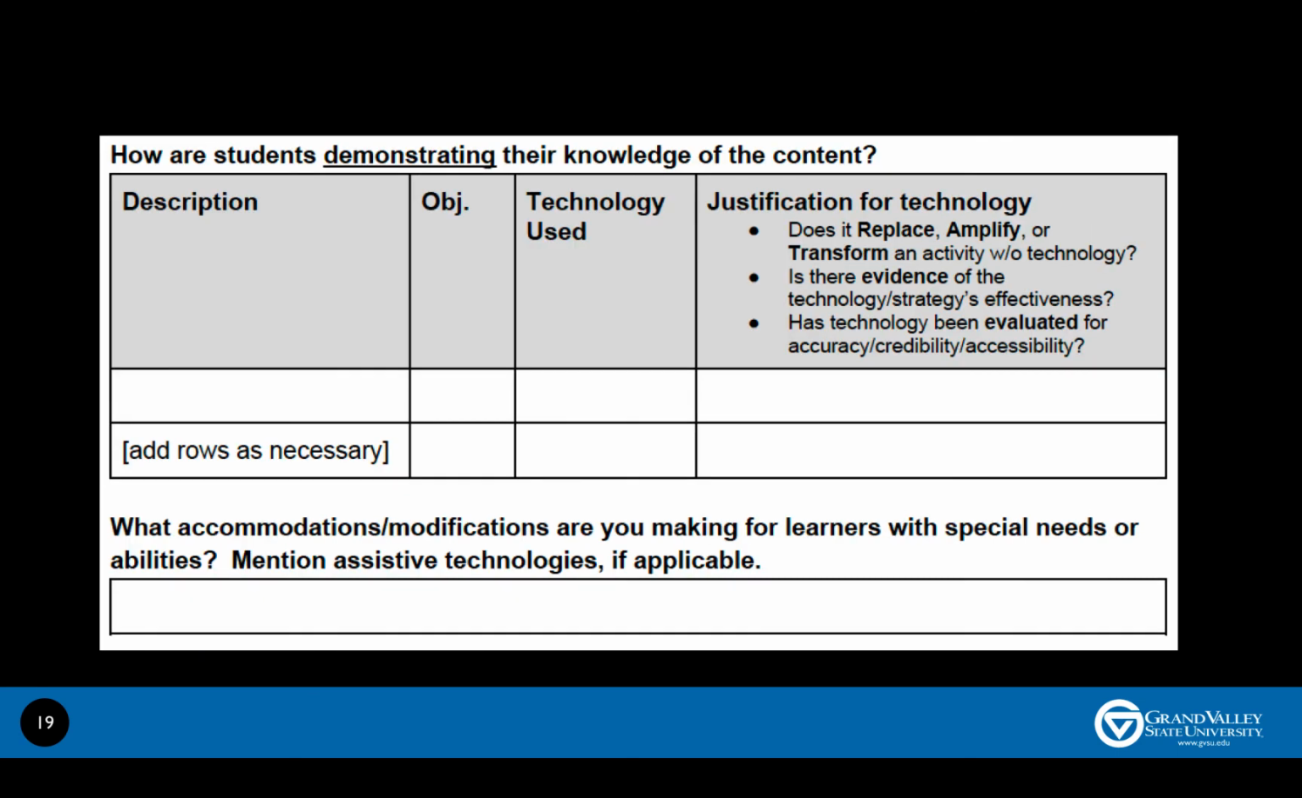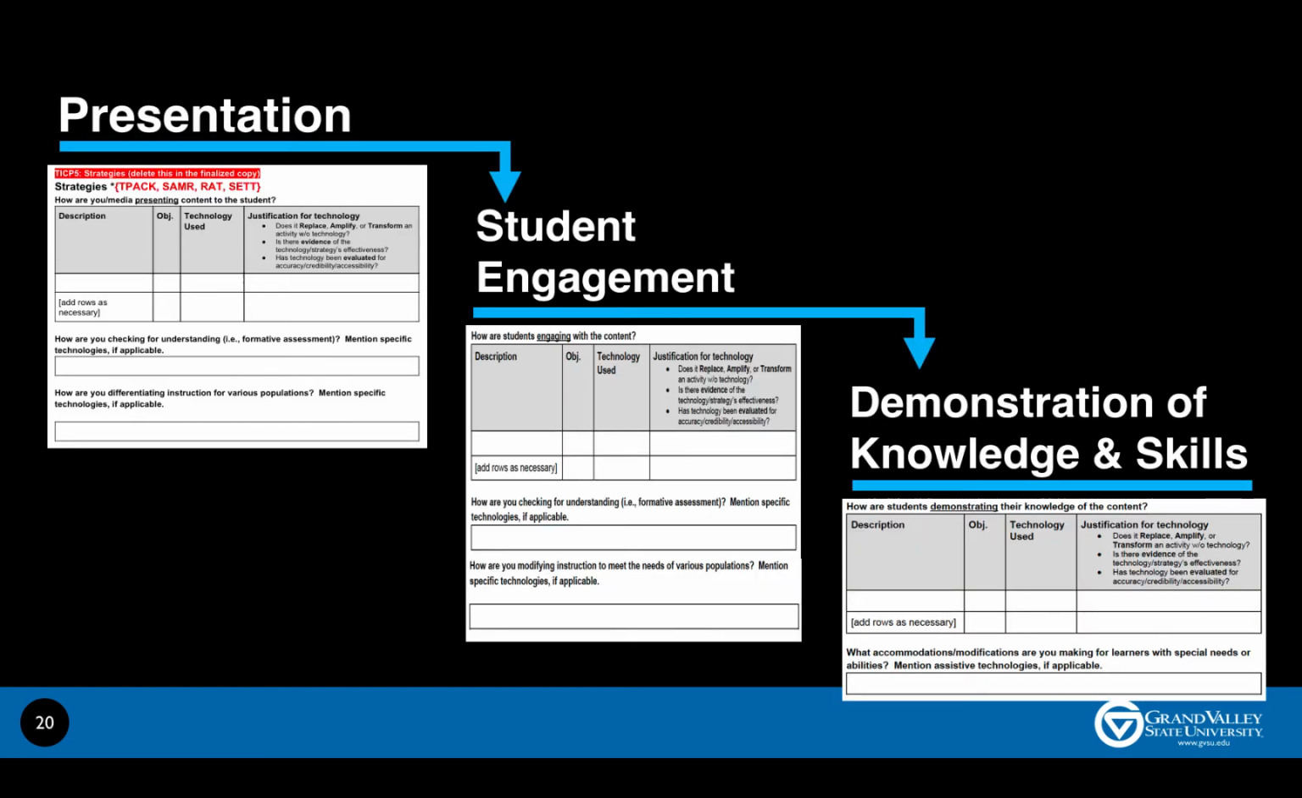And then the following section of the fifth milestone is also very similar to the two previous ones, but the focus here is on students' demonstration of their knowledge and skills. So the various sections of the fifth milestone may seem redundant, however, they really are not. The first one is focusing on content delivery, i.e. the presentation of content. The second one is focusing on student engagement, and the third one is focusing on students' demonstration of knowledge and skills.